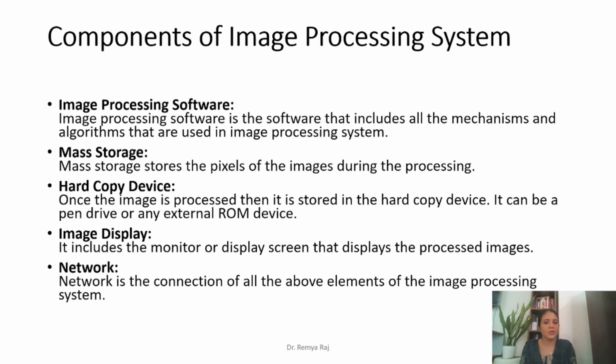And finally, you have a network. The network is the connection of all the above components in the image processing system. It will contain all the information together. So that's it about the components of an image processing system. I hope you understood the fundamental steps in image processing and the components of an image processing system.